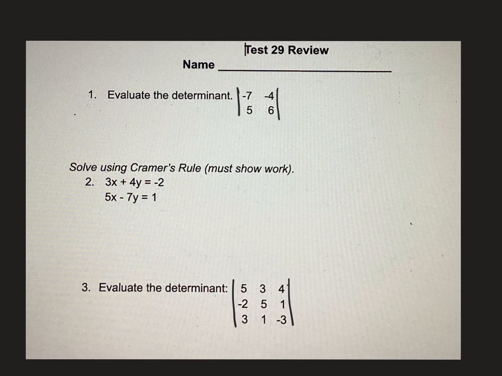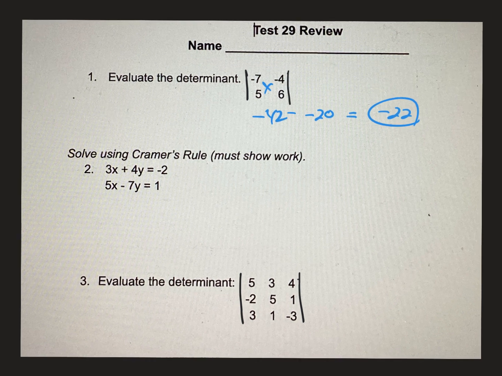Test 29 review. Number one, just let's find the determinant. So remember, multiply this way first, negative 42. Multiply the other diagonal next, negative 20. You always subtract. Negative 42 minus negative 20 is negative 22. Anytime I ask you for a determinant, there's a one number answer.